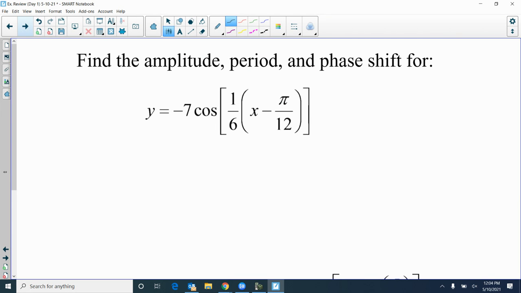All right, I want to cover a few things. Like I said, I'll go usually about half the period. I'll cover things today, tomorrow, Wednesday, and half the period I'll give you time to work on it or ask questions. So go ahead and get that down. This is separate from the actual review sheet. You want to find the amplitude, period, and phase shift for y equals -7 cosine of (1/6 x minus pi over 12).